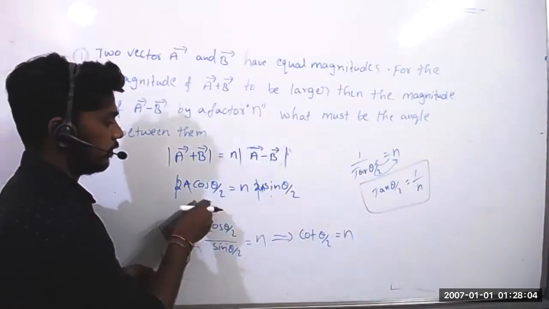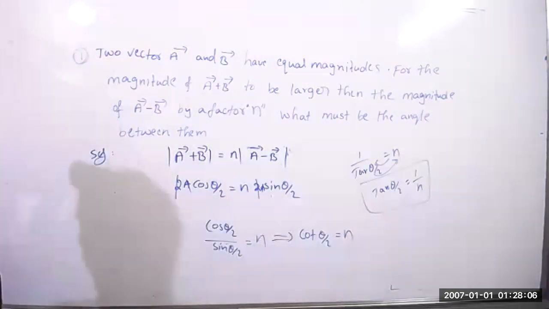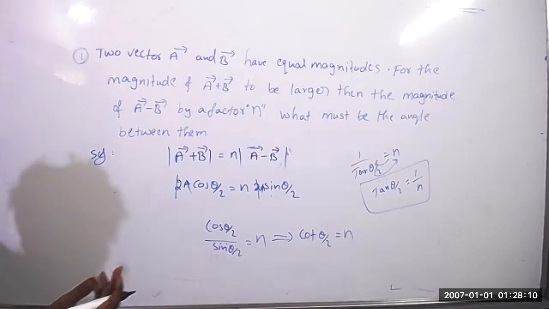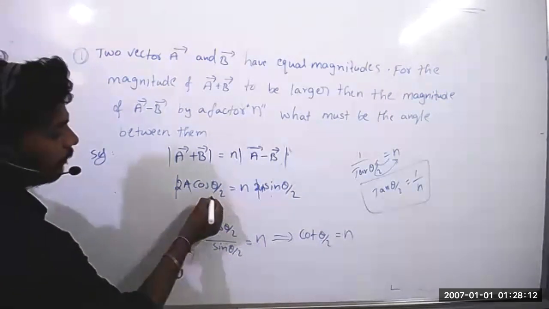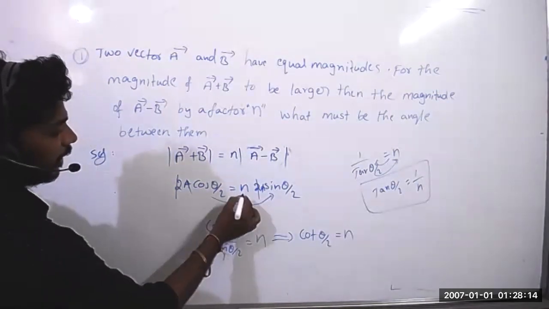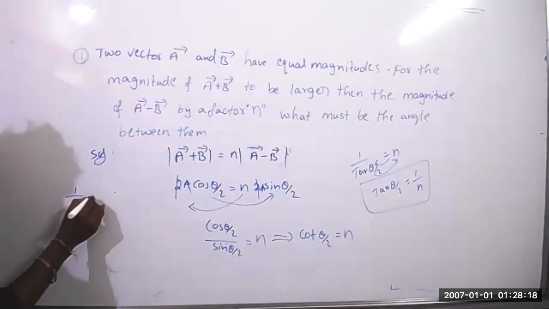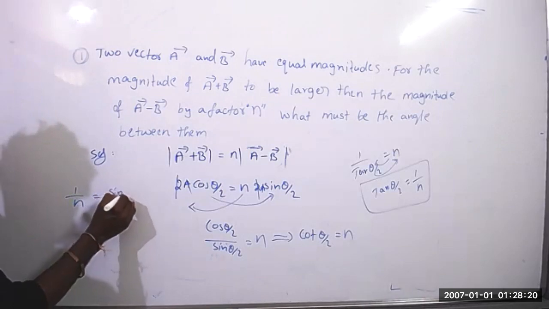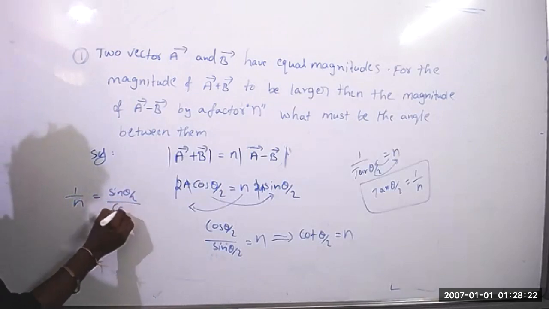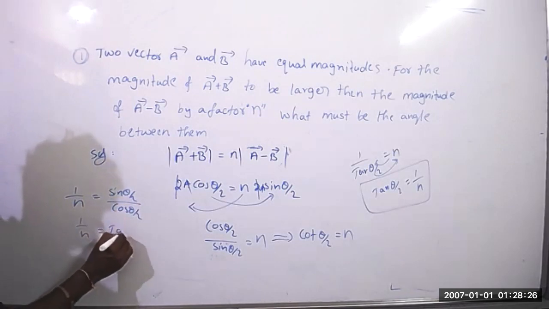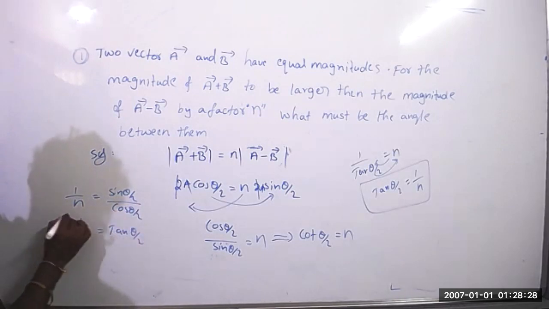So can we leave the answer in cot theta form only? But why do you have to leave it? If they give it in the tan theta form, you will solve the problem. See, if I send the cos theta this side and send n this side, it will become 1 by n equals sin theta by 2 by cos theta by 2. So 1 by n equals tan theta by 2, right?